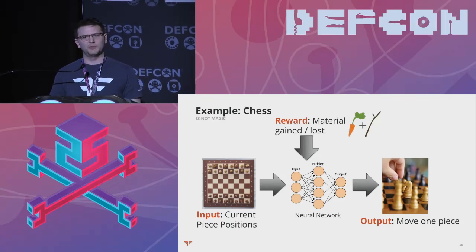Output, what are the actions that it should be taking? And then rewards, how does it know when it did something good, or how does it know when it did something bad? If you can think of your problem effectively in terms of those three things, then you can make a machine learning program that will solve your problem.